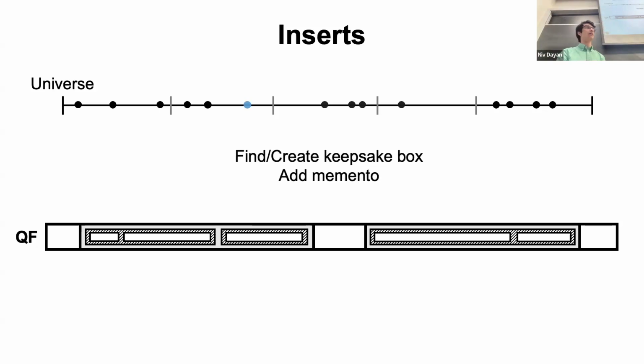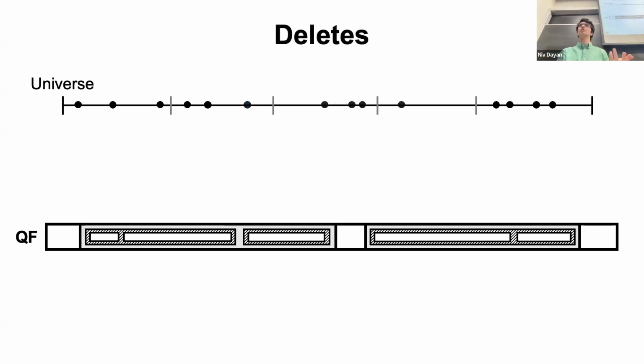So for example, if you add that blue key in the second partition over there, that's going to enlarge one of your keepsake boxes, which also, because you're working with a quotient filter, is going to shift some slots in the cluster to maintain the semantics of your quotient filter. So that's how you handle inserts.